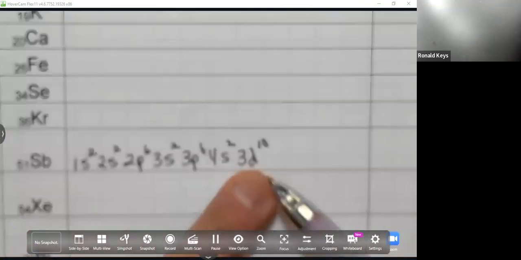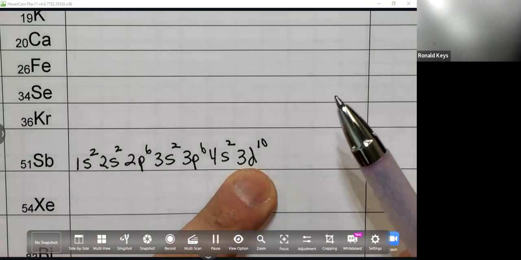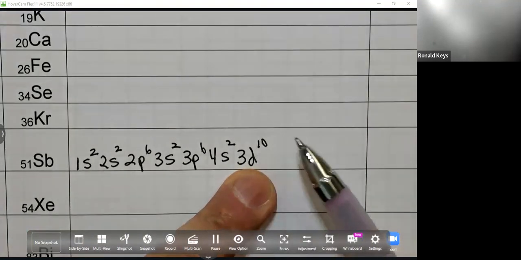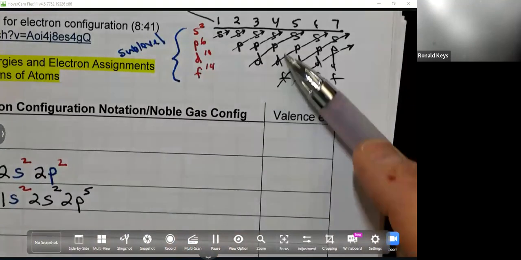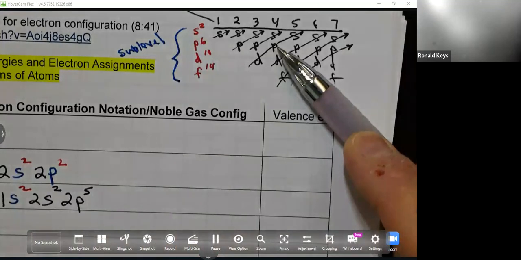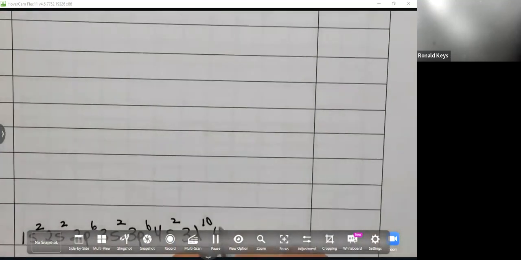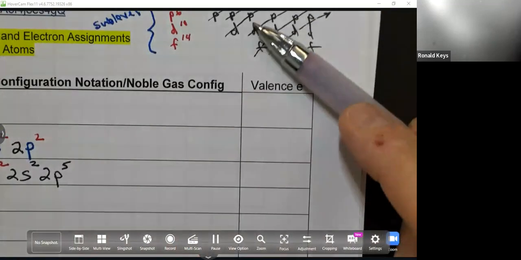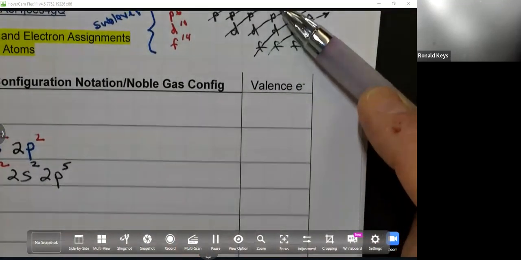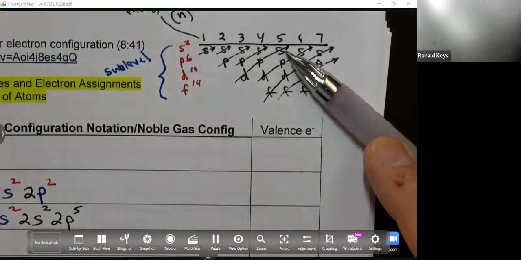Oops, 3d10. Let's keep going up that arrow. We'll count the electrons coming up. 3d10, then 4p6, right? 3d10, 4p6. Oh, I think we got a ways to go. Let's finish that one. 4p6 and then 5s2, correct? 5s2 is going to finish that arrow.